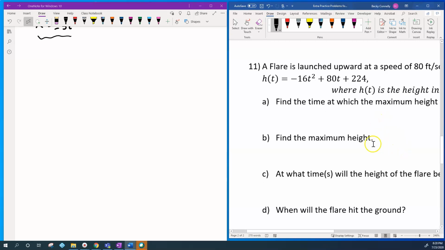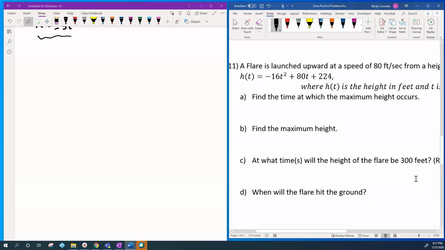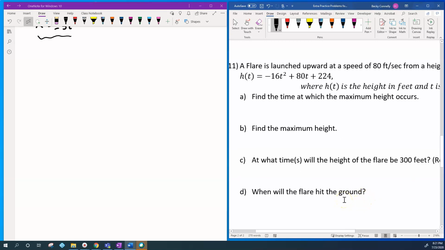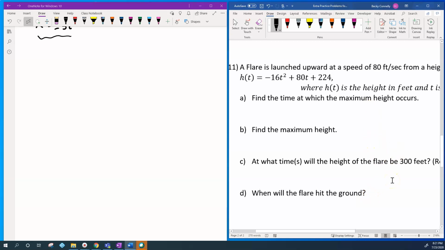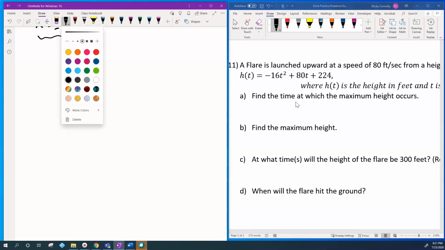So we want to A, find the time that the maximum height occurs. B, find the maximum height. C, at what time or times will the height of the flare be 300 feet? And then part D, when will the flare hit the ground? Okay, so those are the things that we want to talk about here. So let's focus on A and B first. When it's asking you to find a max or min, a maximum or a minimum, what is it really asking you to find?